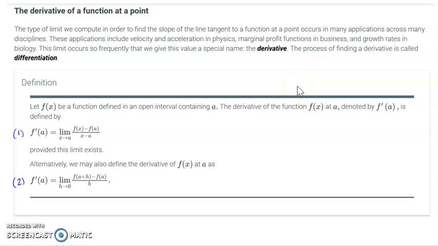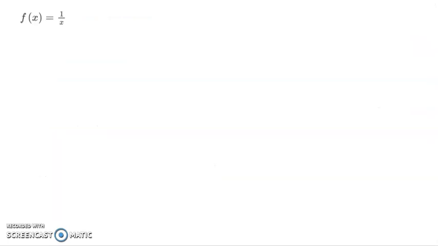Let's go ahead and take a look at an example where we're using the limit definition to find the derivative of a function. So we're going to be using option 2 on this one, where we're going to take a look at the limit as h goes to 0, f of a plus h minus f of a over h. So let's go ahead and get a function to work with. And let's take a look at the function 1 over x. So we want to calculate f prime of x.